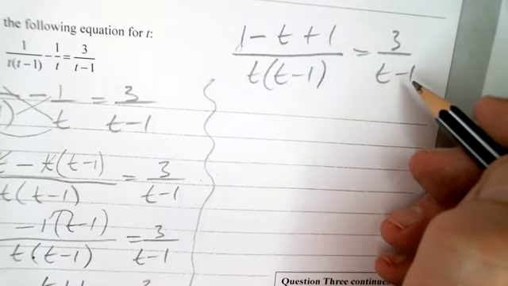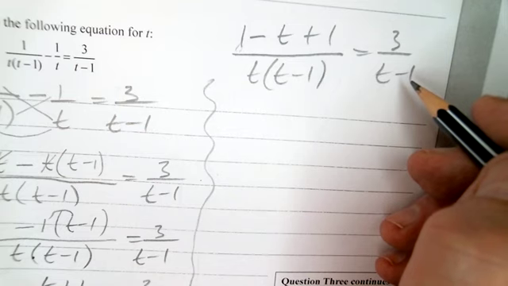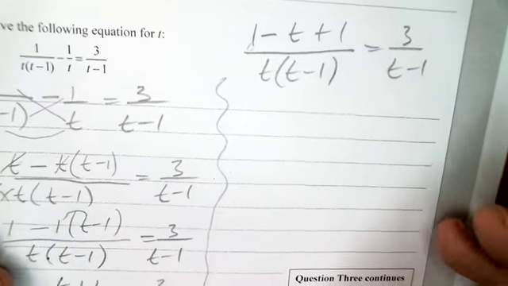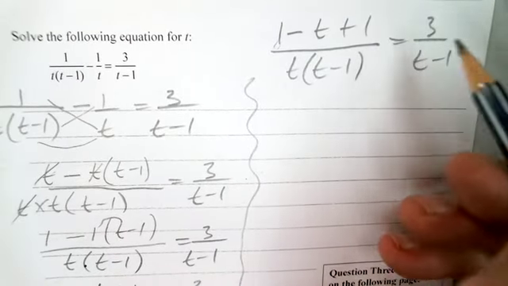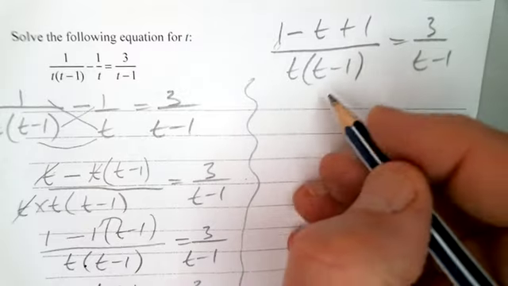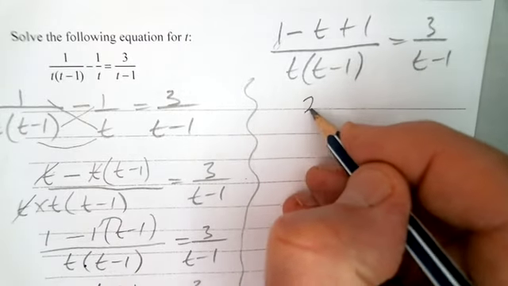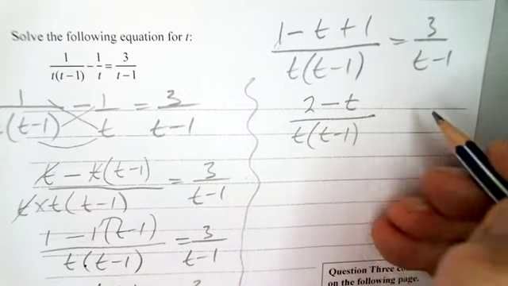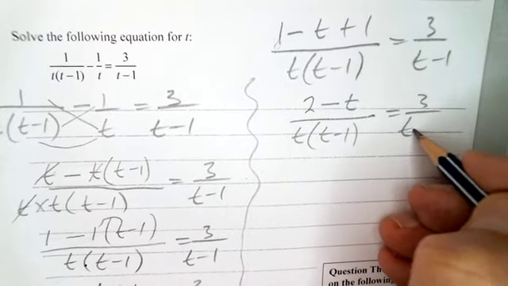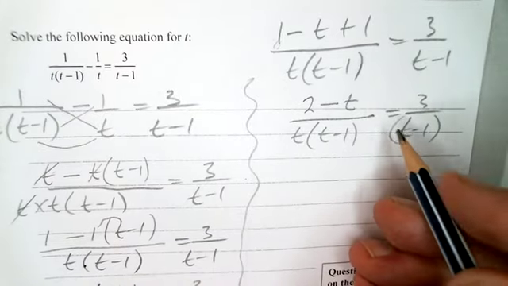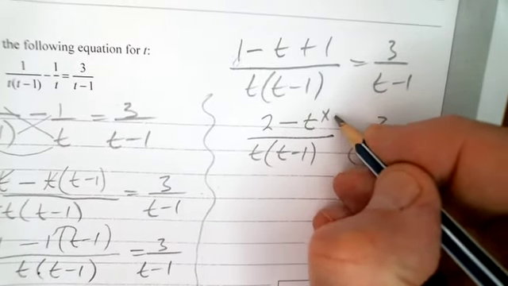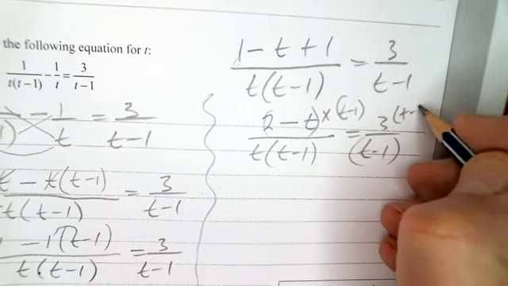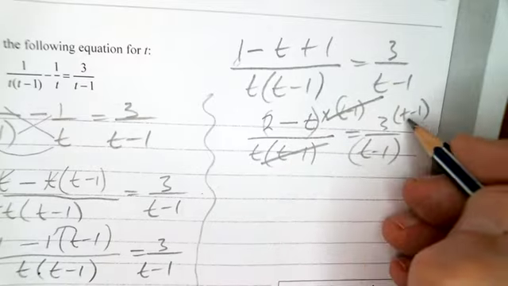So let's see. I'm thinking we're going to expand all this out. First job, 1 and 1 is 2, so it's going to be 2 minus t over t times t minus 1, is equal to 3 over t minus 1. I'm noticing both have got t minus 1, so if I multiply all of this by t minus 1, and all of that by t minus 1, I'm actually going to do that.